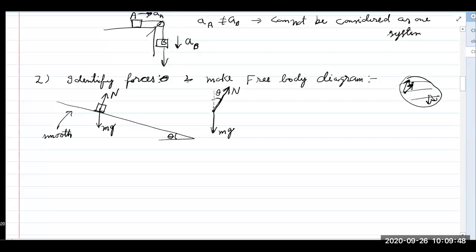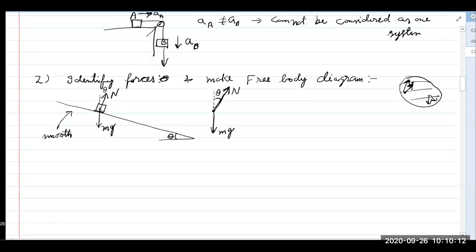And from the upper vertical, the normal will be making angle theta. Why? Because this is perpendicular to this incline, and this incline is making angle theta with the horizontal. So this angle is going to be theta. So you have to represent it like this.